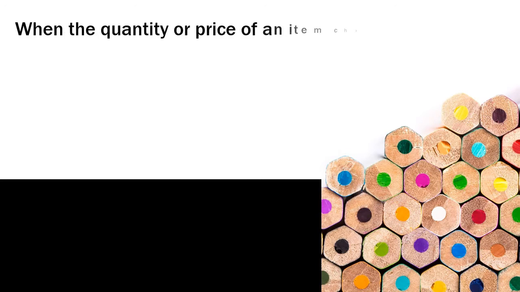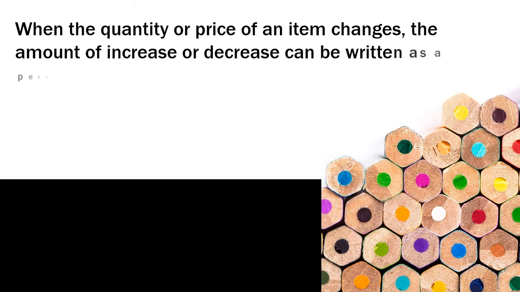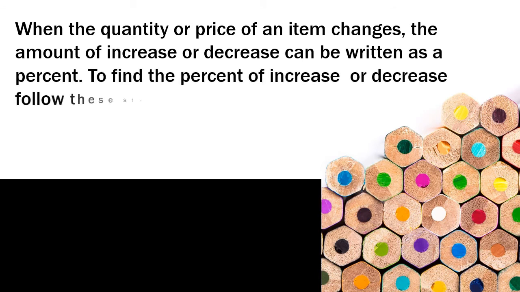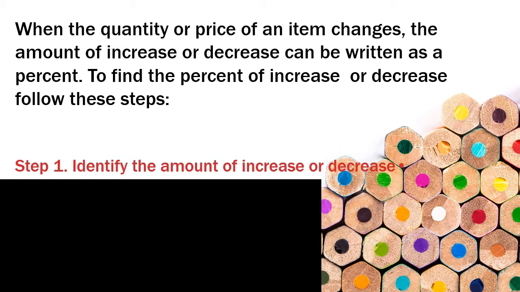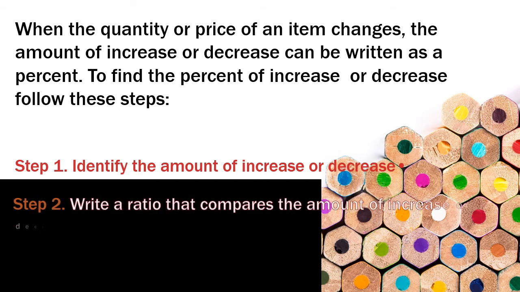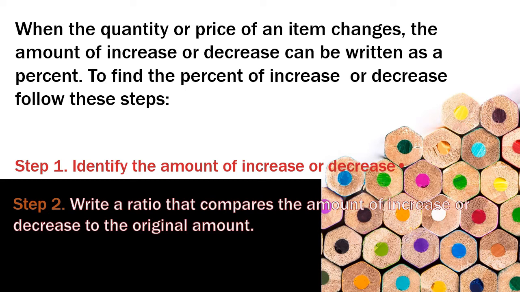Let's move on to another problem that involves percentage. When the quantity or price of an item changes, the amount of increase or decrease can be written as a percent. To find the percent of increase or decrease, follow these steps. Step 1. Identify the amount of increase or decrease. Step 2. Write a ratio that compares the amount of increase or decrease to the original amount. Step 3. Write the ratio as a percent.